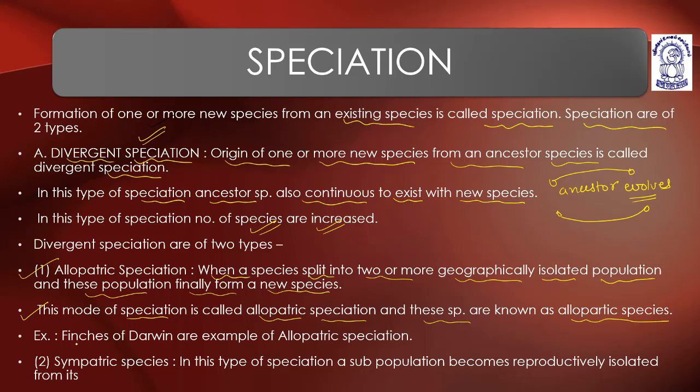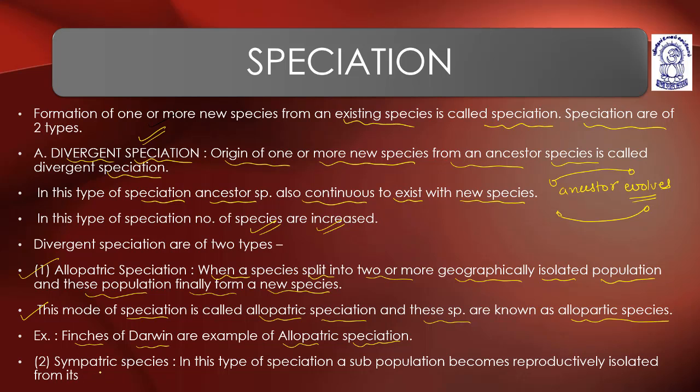Okay, Darwin's finches. The modifications in the beaks of the birds because of different environmental conditions. Okay, some of them are getting a good amount of seeds, some of them are getting less amount of seeds, some of them are predaceous in nature. So this is their origin, they are getting their origin from the same source. So the ancestral species is also still existing, and the new species are also still existing. So that is why it is known as allopatric speciation.